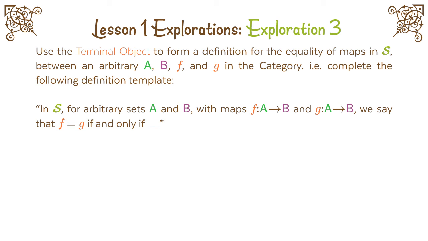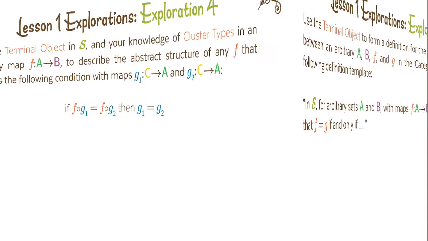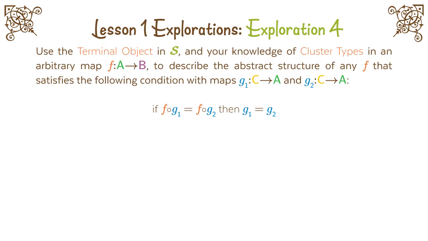3 asks you to form a definition of the equality of maps using the terminal object. 4 asks you to use the terminal object and cluster types to describe the structure of any map F that satisfies the following condition. If F following G1 is equal to F following G2, then G1 is equal to G2.